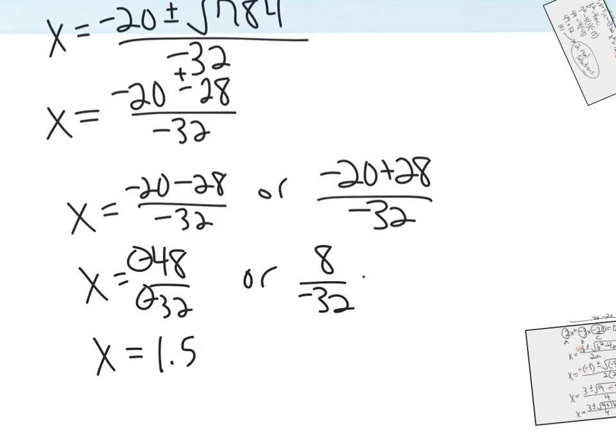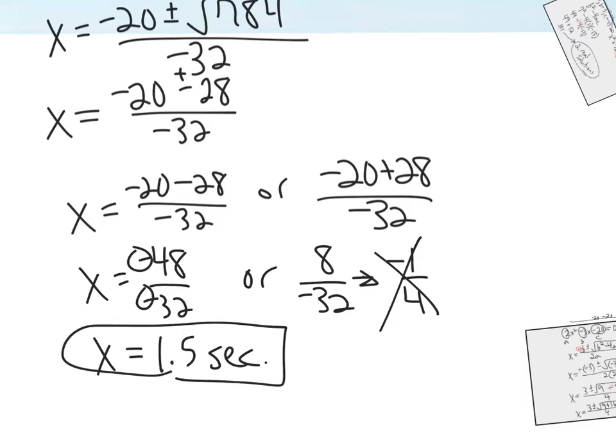The other one, we could just think of reducing. Those both reduce by 8, so that's going to be the same as negative 1/4. So we're not really going to say after negative 1/4 of a second the ball hits the ground. We're not going to take a negative answer here, so we'll say basically after 1.5 seconds the ball would hit the ground. And again, think about this as an upside down parabola, and we're restricting it to the first quadrant more or less.